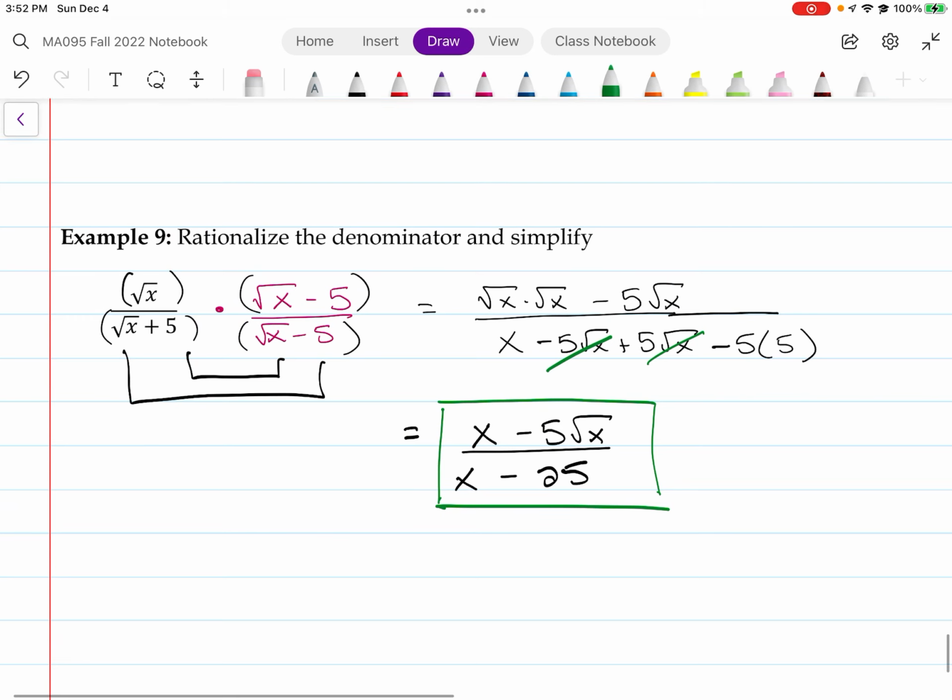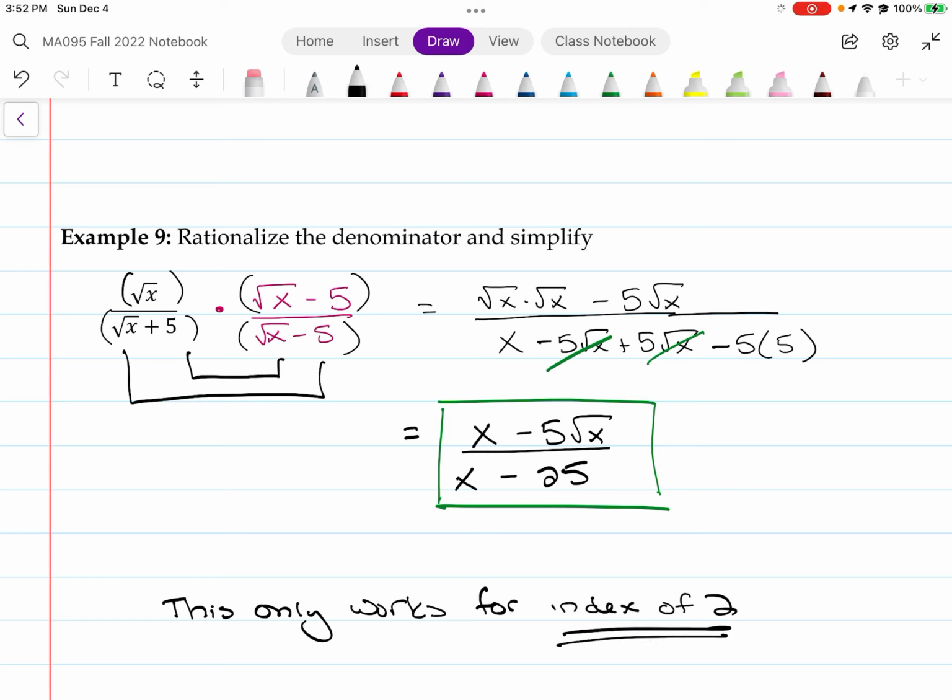So this only works, the ones with the conjugates only works for index of 2. Not cubes or to the fourths or roots like that. So I should have said cube root or fourth root. You can't do anything above 2. So these, using the conjugate method, only works for square roots.